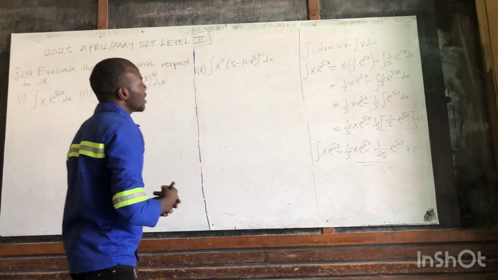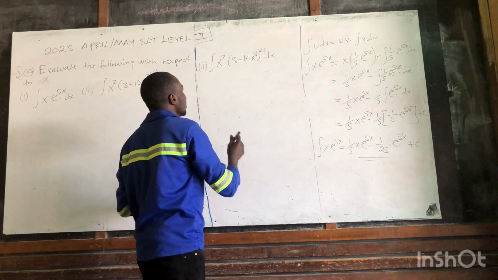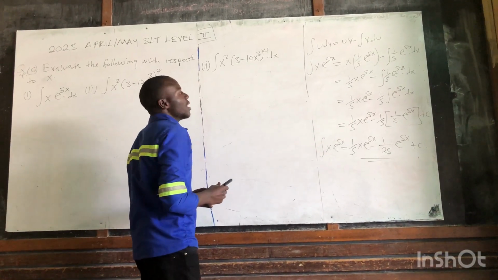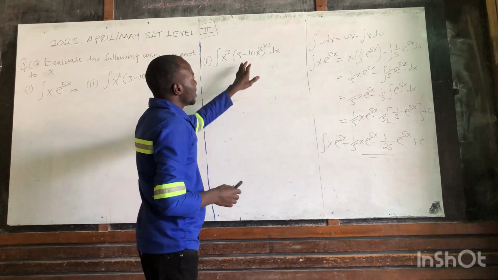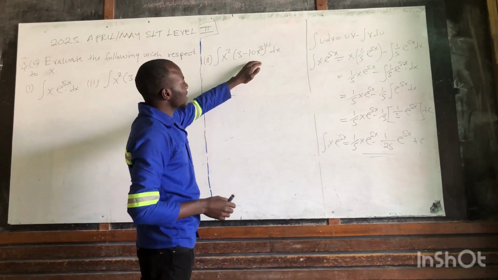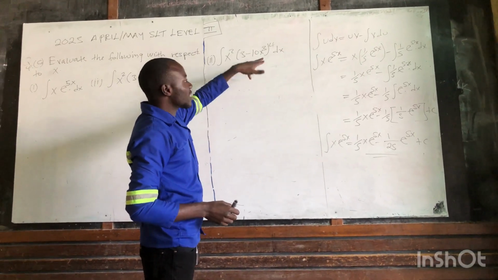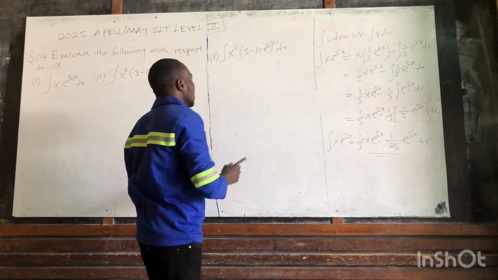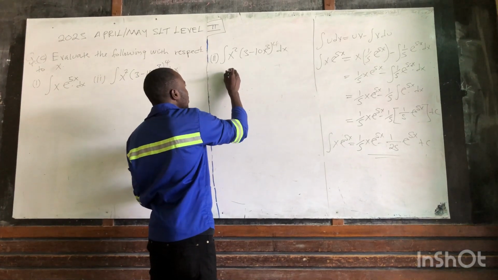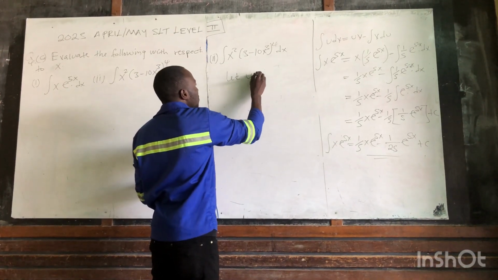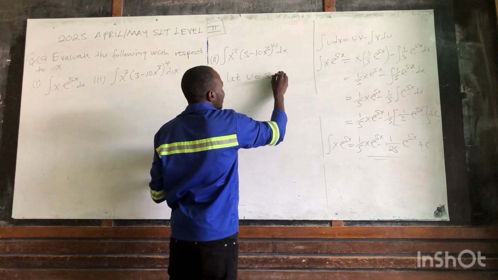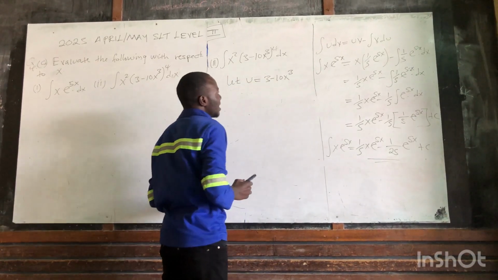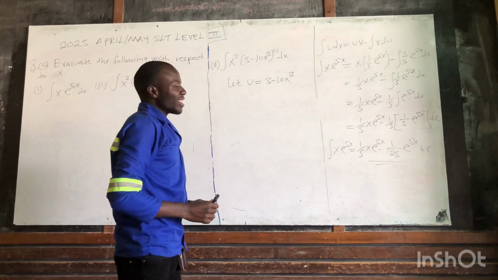Which one will make u? This function which is raised to the power 4 will be u. Why are we interested in this one? Because when you differentiate this, I'm going to get x squared in the differential, which will cancel that x. So we are going to say let u be equal to 3 minus 10x to the power 3.